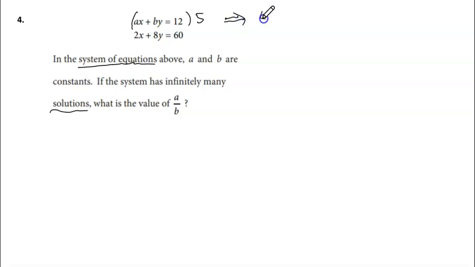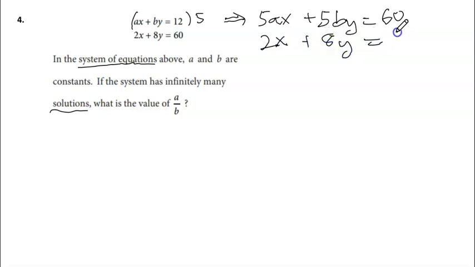This becomes 5ax plus 5by equals 60 on the right-hand side. And then I leave the second equation alone. The second equation is 2x plus 8y equals 60. So here I have 60 and 60, right?